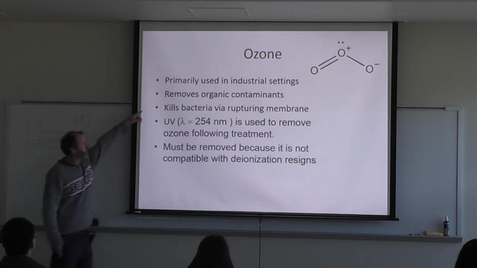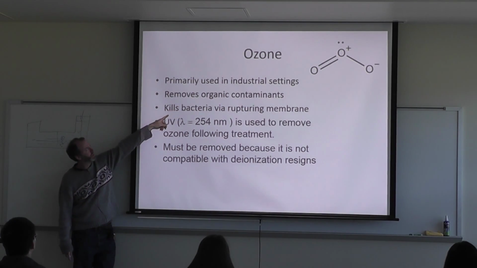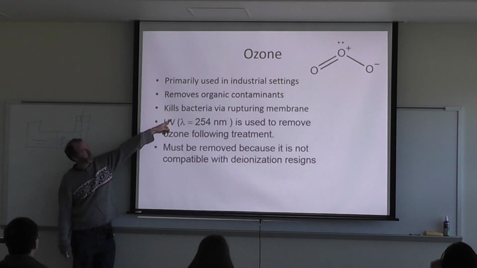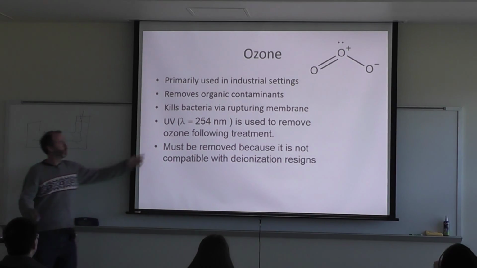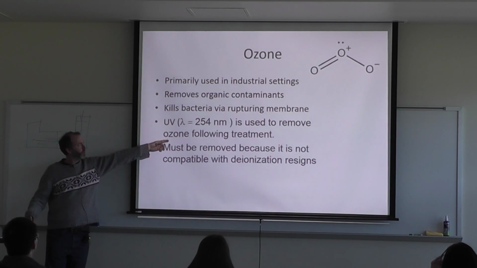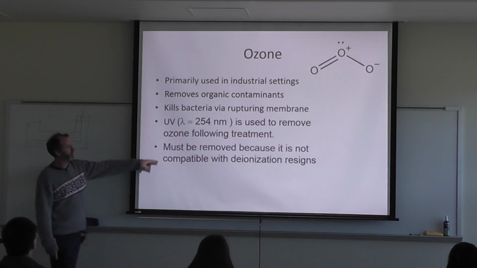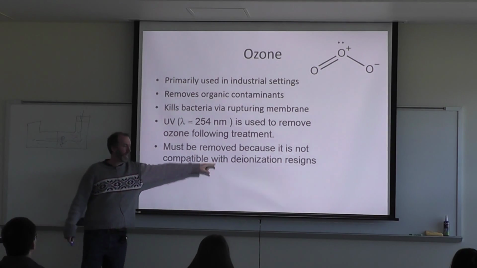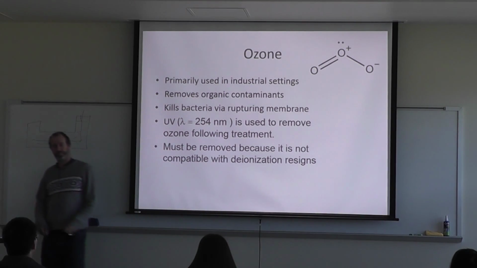Ozone, primarily used in industrial settings. It's good for organic contaminants. Kills bacteria via rupturing the membranes. But then you have to use UV again to remove the ozone following the treatment. So you gotta blast it with UV to remove it. And that's because it's not compatible with deionization resins. This will go ahead and destroy your DI resins.